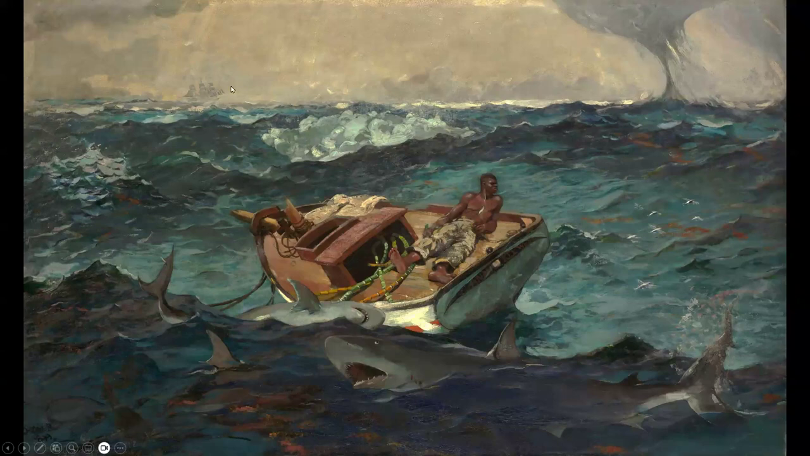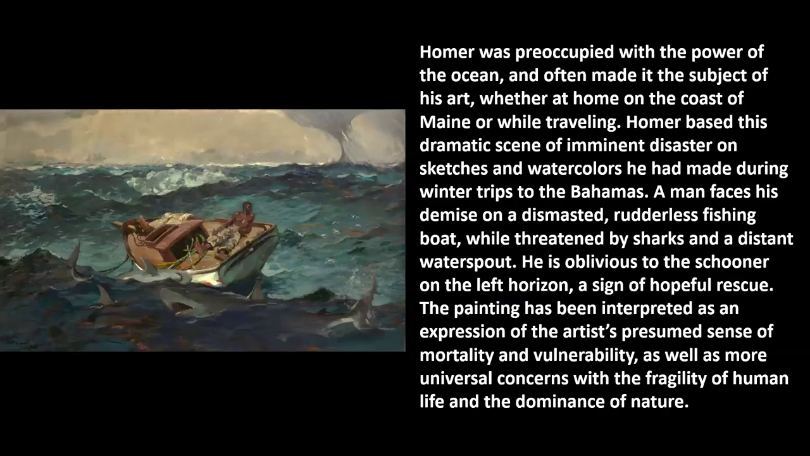There's a ship here, but it looks like he can't see the ship, and perhaps the ship doesn't see him. And then to complicate matters even further, the boat's being circled by sharks. A good dozen or so, it looks like. Homer was preoccupied with the power of the ocean and often made it the subject of his art, whether at home on the coast of Maine or while traveling.